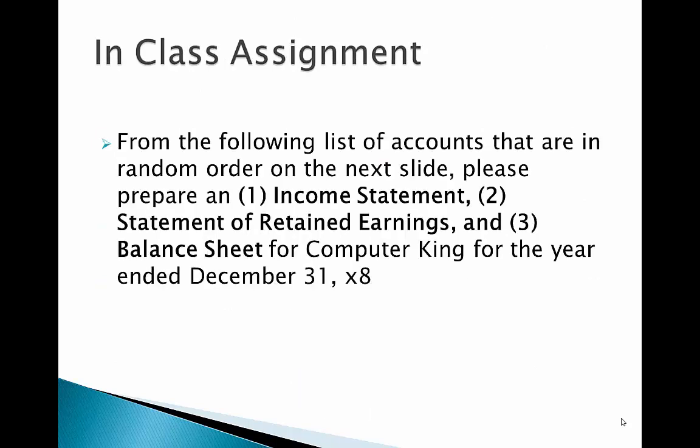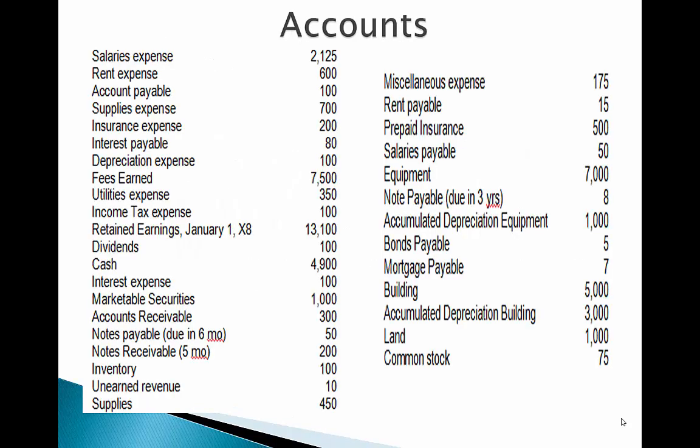Now we're going to have an in-class assignment. From the following list of accounts that are in random order on the next slide, please prepare an income statement, statement of retained earnings, and balance sheet for Computer King for the year ended December 31st, XA. Now you can see the random list of accounts. Okay, let's see how to prepare the statements from this random list of accounts.